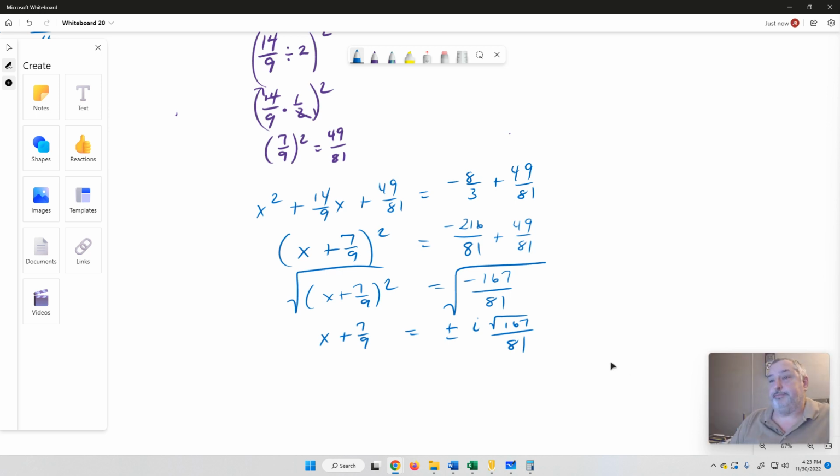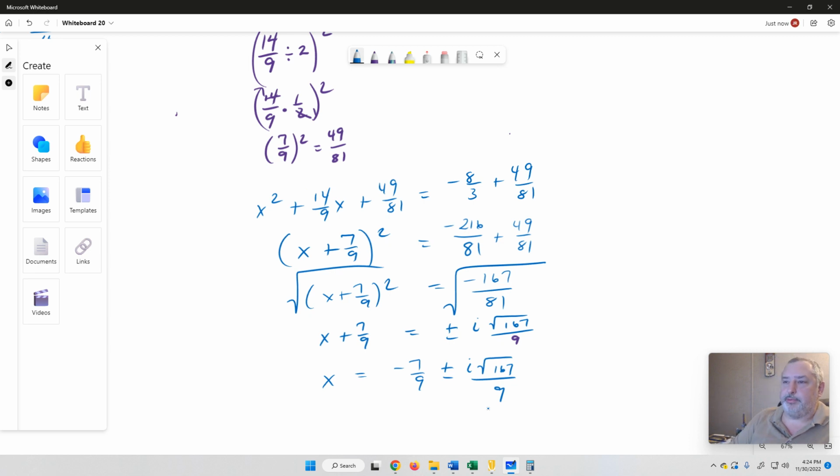Okay, so I got one step left here. I'm going to subtract 7/9 from each side, so x equals negative 7/9 plus or minus, and this is a 9 down here, Mr. Rowe. It's a 9 right there. I got to take the square root of 81. And this will be i times the square root of 167 divided by 9.